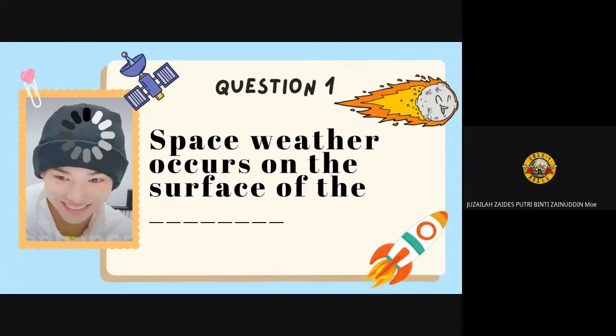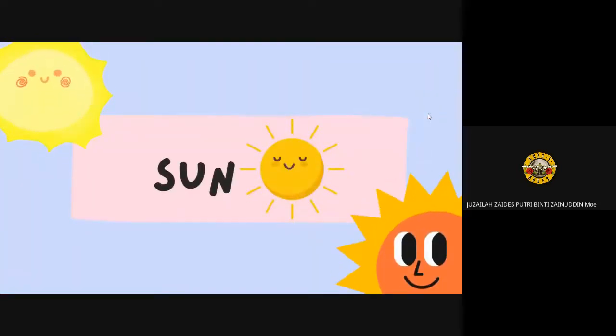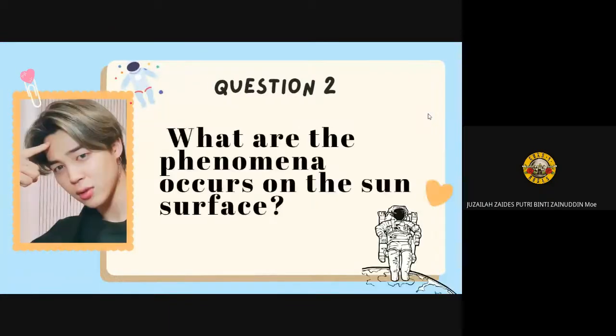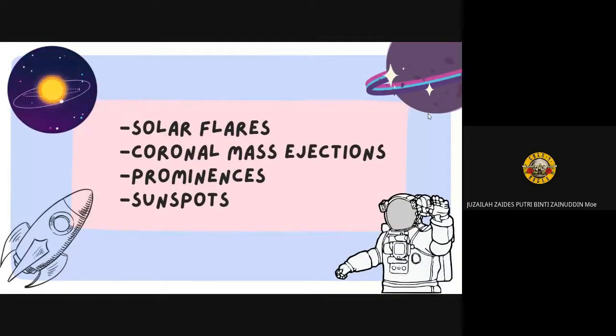Question number one. Space weather occurs on the surface of the... Can anyone answer this? Alright, correct. Fine. Yes. Okay, question number two. What are the phenomena occurs on the sun's surface? Can anyone answer that? Oh, yes. Correct.